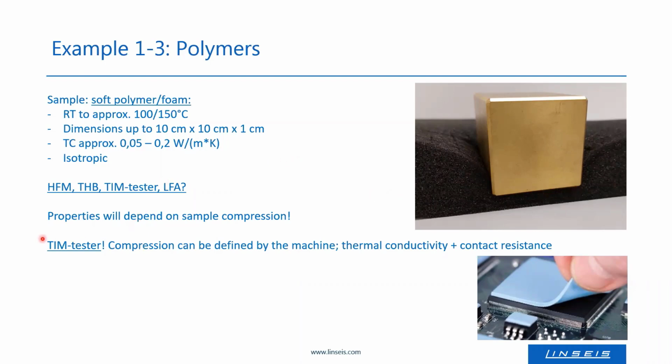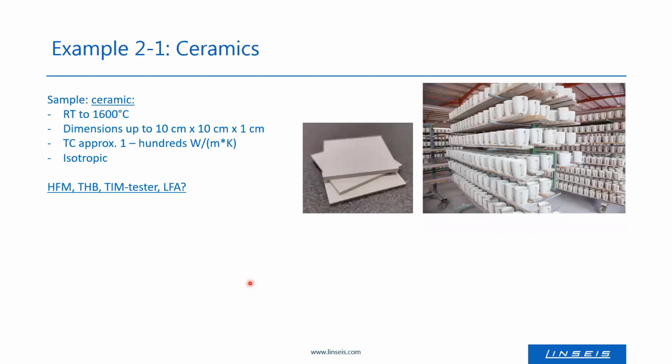So in this case of such a foam, you could consider the TIM tester because a compression can be defined by the machine. And additionally, to thermal conductivity, you will get also the contact resistance. You can also consider the transient hot bridge using an accessory in order to control the pressure. And if you have bigger samples of 30 by 30 centimeter, you can also consider the heat flow meter. So those were 3 examples for different types of polymers.